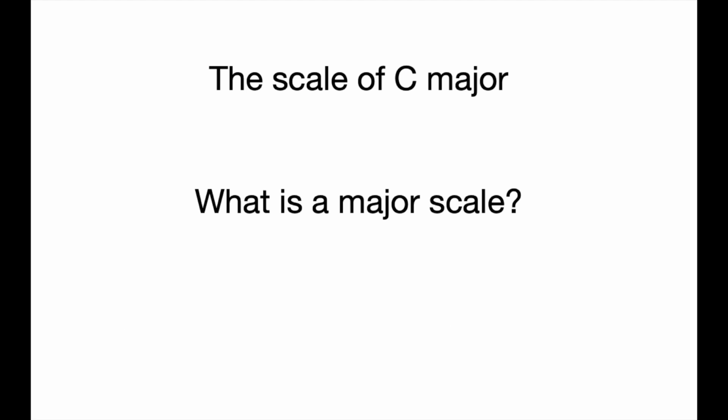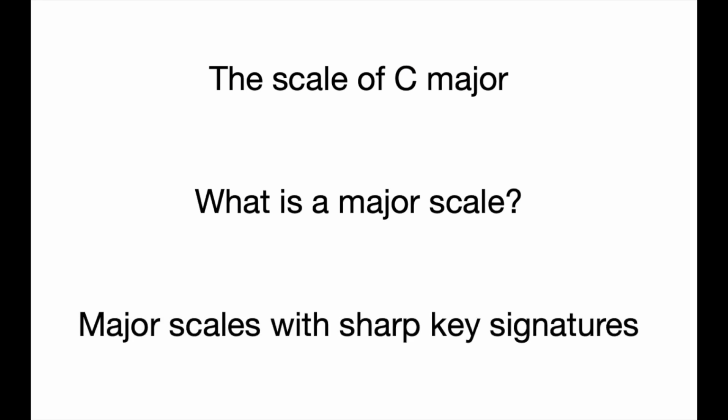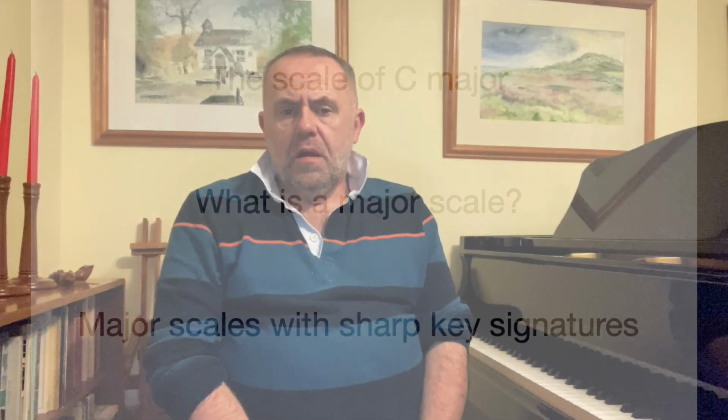In this lesson, we're going to be covering the following: the scale of C major, what is a major scale, and major scales with sharp key signatures. There are key signatures made up of just sharps, key signatures made up of just flats, but remember, there is one key signature which has no sharps or flats at all, and that is where we're going to start. You probably already know that if you're playing a major scale and it has no sharps or flats, you are playing the scale of C major.